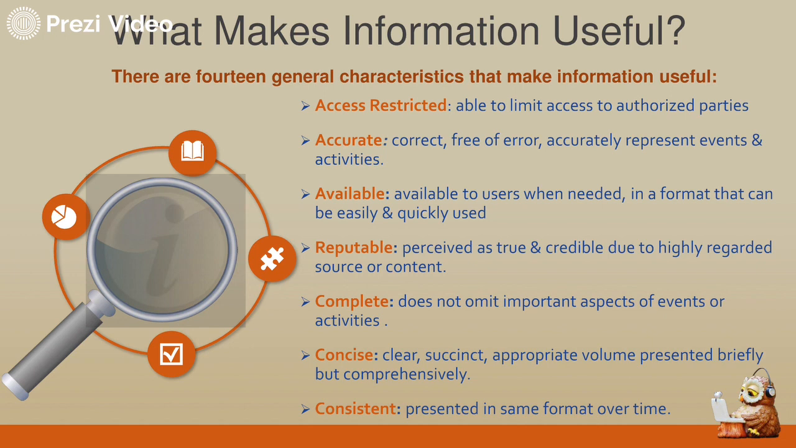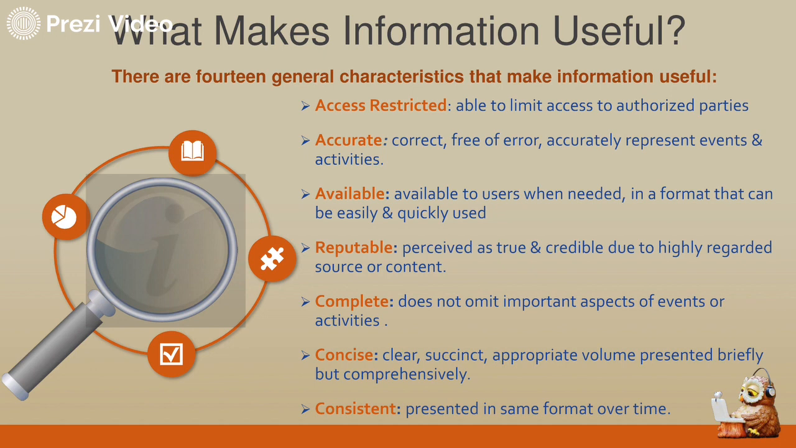For example, information is useful when it is accurate. Accurate here means the data or information is correct, free of error, and accurately represents events and activities.